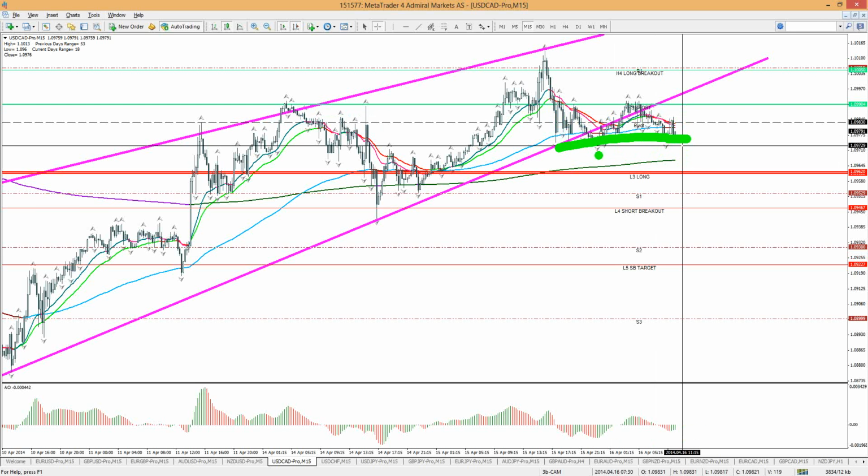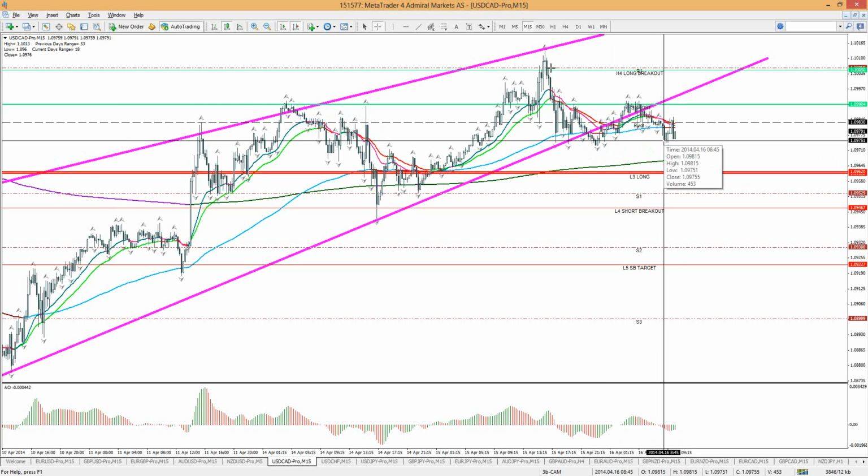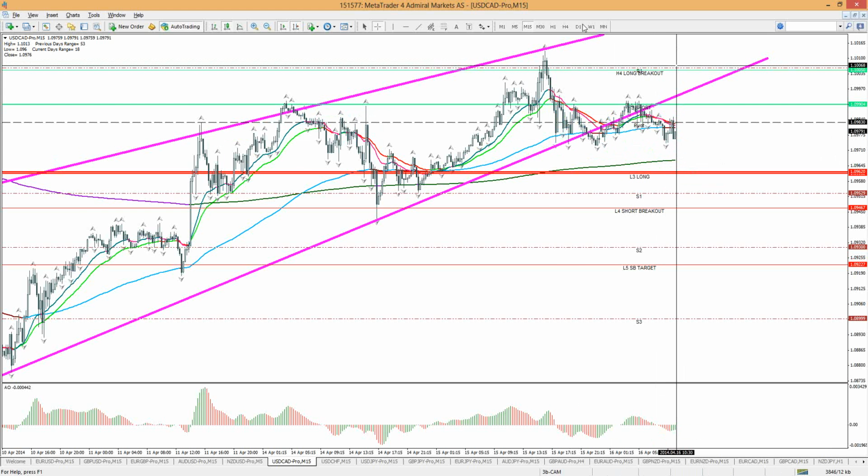Hans is saying that the dollar CAD is looking very good to short, and I agree. Dollar CAD is a short. It doesn't look much like a bullish structure to me.